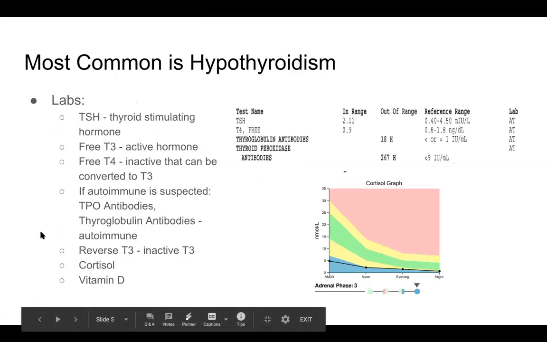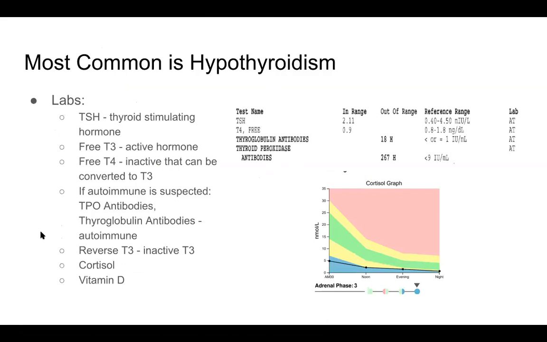Okay, so the next slide is, like I mentioned before, hypothyroidism, the most common. Typical labs that I run for checking thyroid: TSH, which is thyroid stimulating hormone; free T3, which is the active hormone; free T4, which is the inactive hormone that can be converted into T3. And then, if autoimmune is suspected, the TPO antibodies and the thyroglobulin antibodies. And then reverse T3, which is the inactive T3.